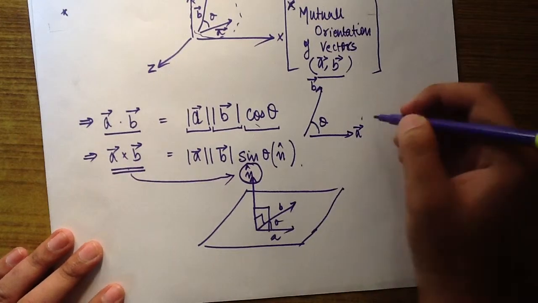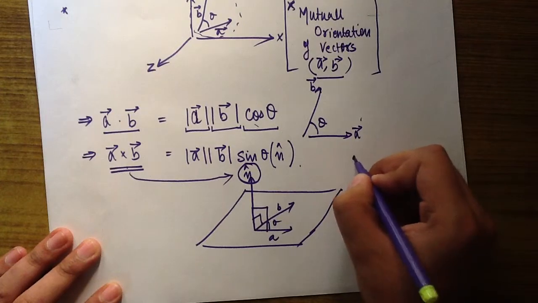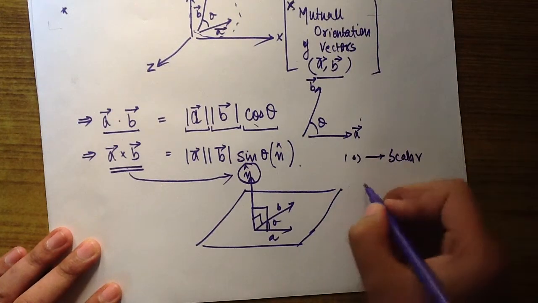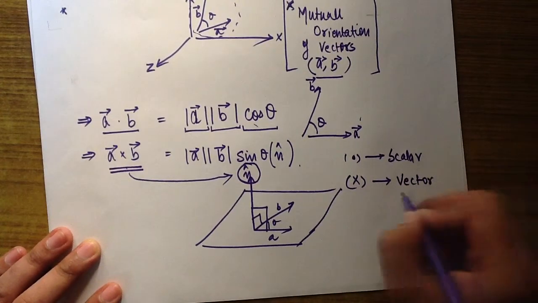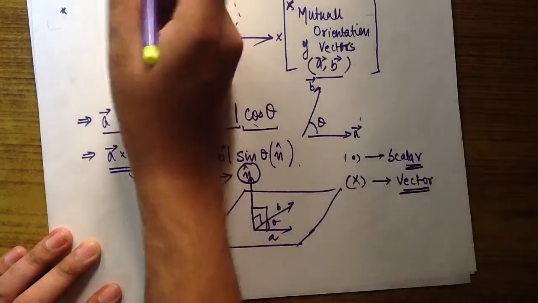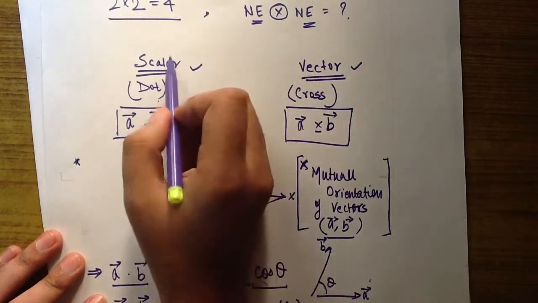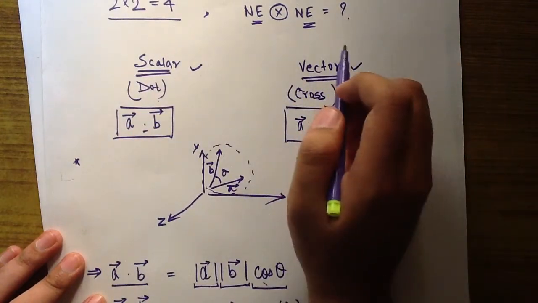So another very important property that we just noticed is that a dot product gives us a scalar, whereas the cross product gives us a vector. And on this basis we also define the names, as the dot product is also known as the scalar product and the cross product is also known as the vector product.